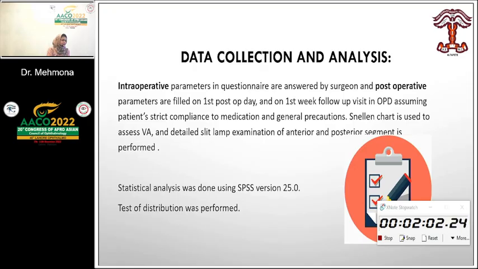Data was collected using intraoperative parameters in a questionnaire answered by the surgeon, and postoperative parameters were filled in on the first post-op day and first week follow-up visits in OPD, assuming patients' compliance with medications and general precautions. Snellen chart was used to assess visual acuity, and a detailed slit-lamp examination of the anterior and posterior segment was performed. Statistical analysis was done using SPSS version 25, and tests of distribution were performed.